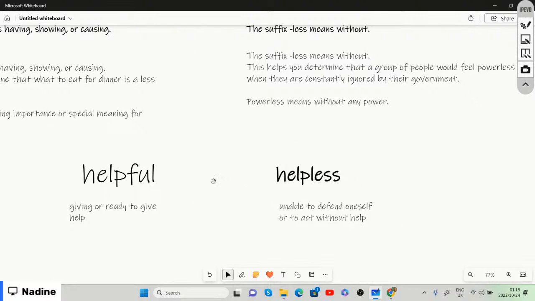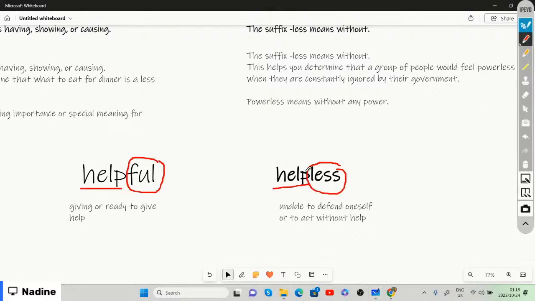And as you can see, the differences between these two words: we still have our base word, which is help. But now we added full, which is having, showing or causing. And then we have less, which is without. And that is why we say knowing the meaning of a certain suffix is important, because it will help you know the meaning of that specific word once a new word is created.